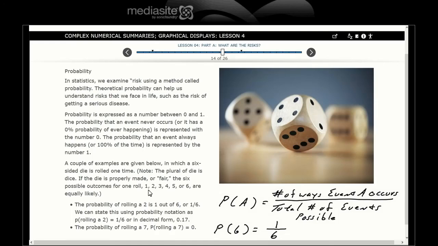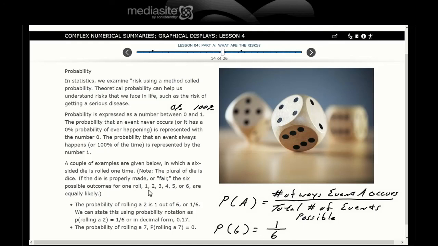So let's go read probability here. In statistics, we examine risk using a method called probability. Okay. So probability is a risk tool. Theoretically, probability can help us understand risks that we face in life, such as the risk of getting a serious disease. Probability is expressed as a number between 0 and 1. We can also say 0% and 100%. The probability that an event never occurs, or has zero probability of ever happening, is represented with the number 0. The probability that it always happens, 100% of the time, is represented by the number 1.